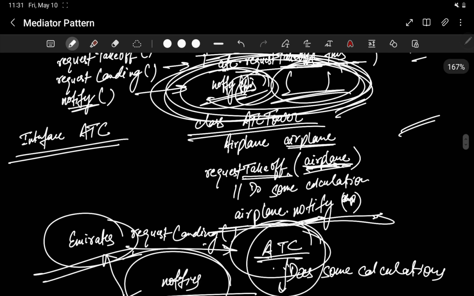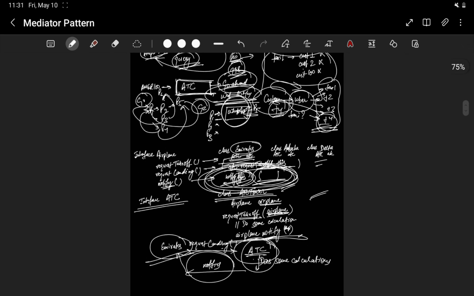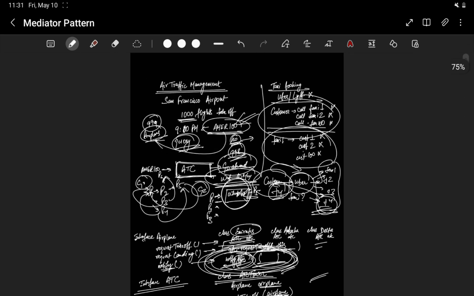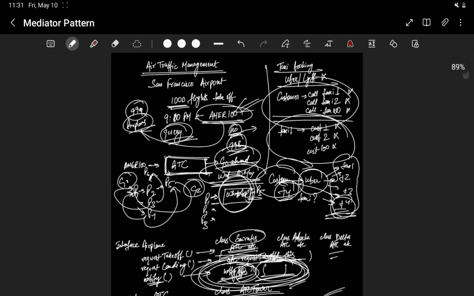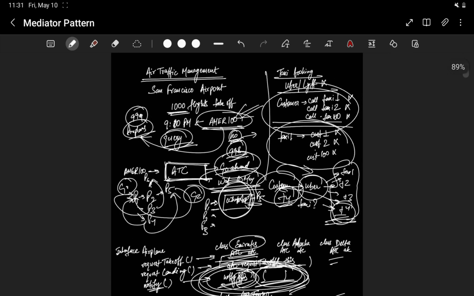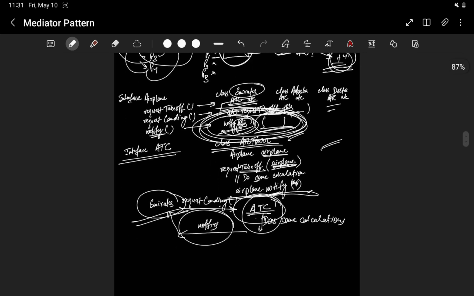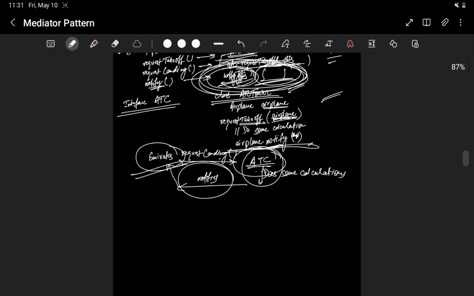So that's it. I hope this cleared some things about this mediator pattern, and if not, please let me know in comments. I'll try to make another video in a more detailed manner, try to explain it by taking some better examples, some different examples.